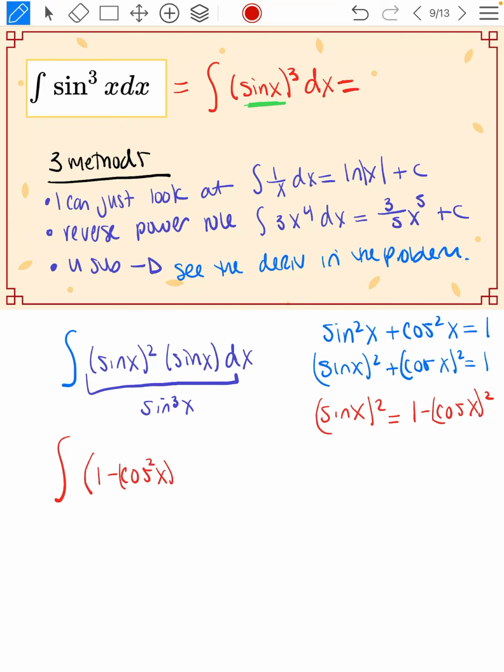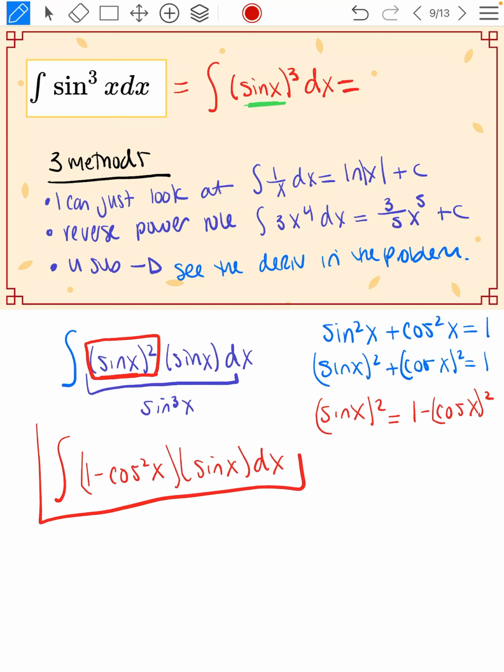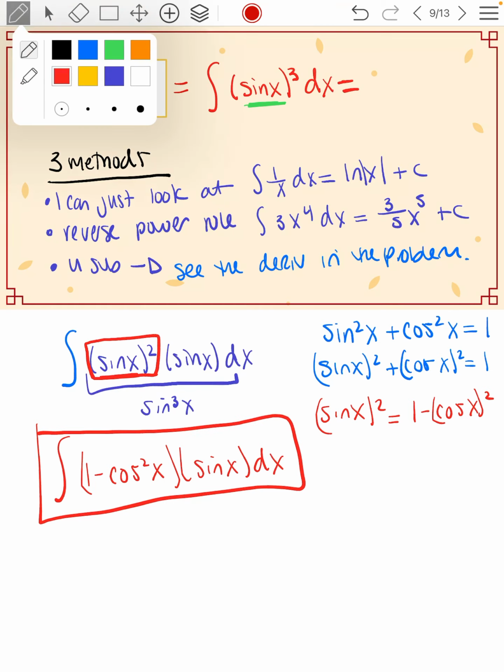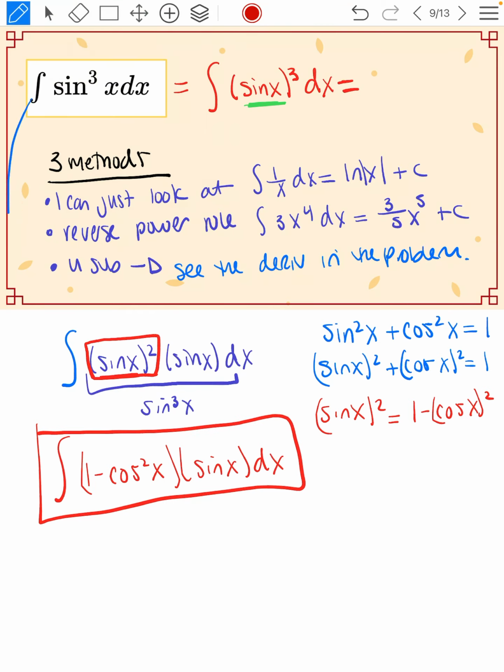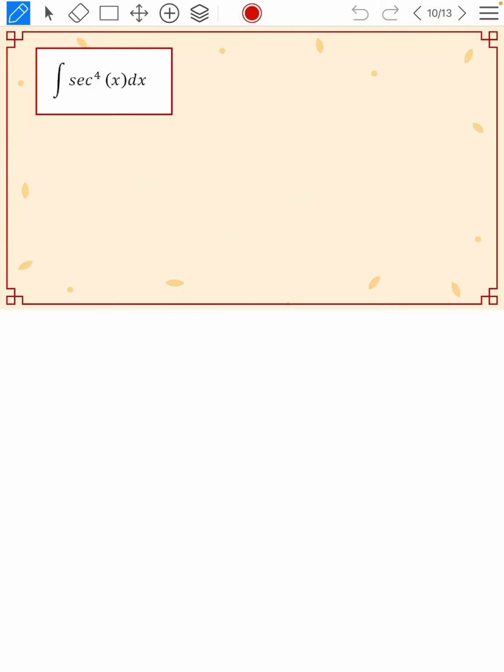So I'm going to replace the sine of x squared with 1 minus cosine of x. Oops, now I have so many parentheses. Sorry, I'm going to write it the other way. So I'm going to replace this sine of x all squared with 1 minus cosine squared x. And then I still have this 1 sine of x left. So all of this I haven't yet integrated or used usub yet, but I rewrote the original integral using a trig identity. When you go to do the next one, I want you to think of the same idea.